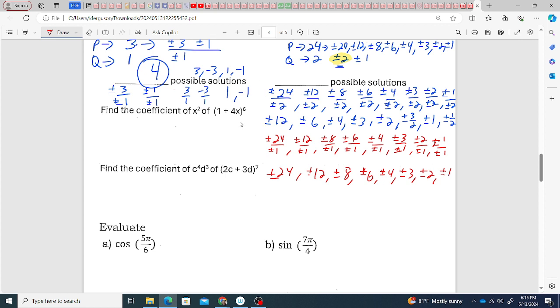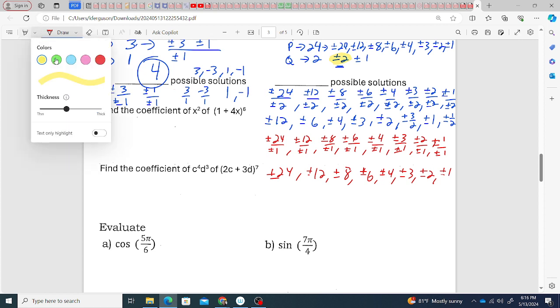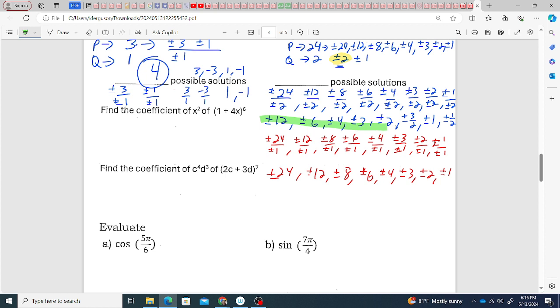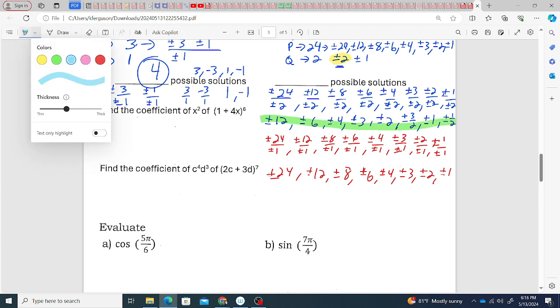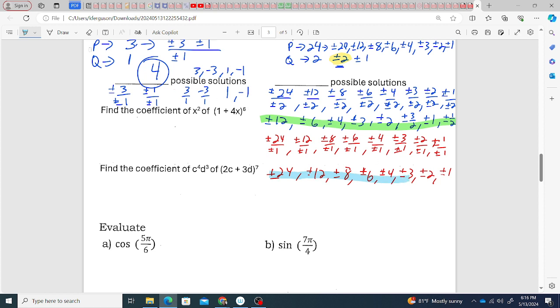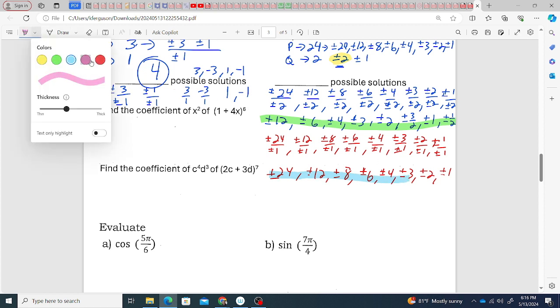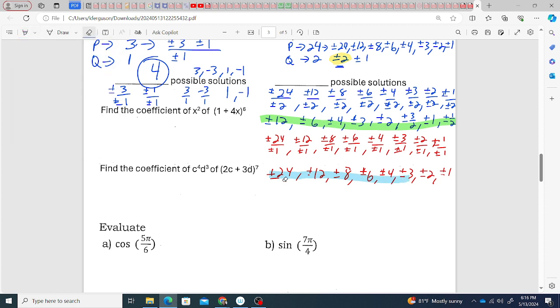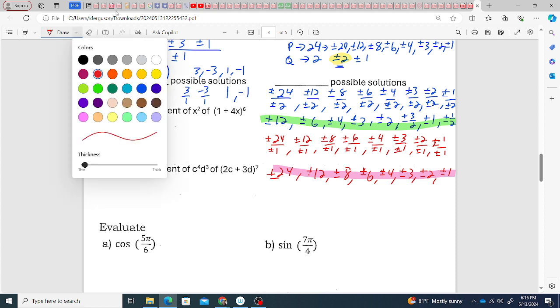So now I'm going to highlight those two. I'm going to look at the green. And I'm going to look at the blue. Maybe not blue. How about we do purple? Okay, so purple. All right, so I'm looking for duplicates. I've got 12 and 24. Okay, so I'm going to start circling with black.